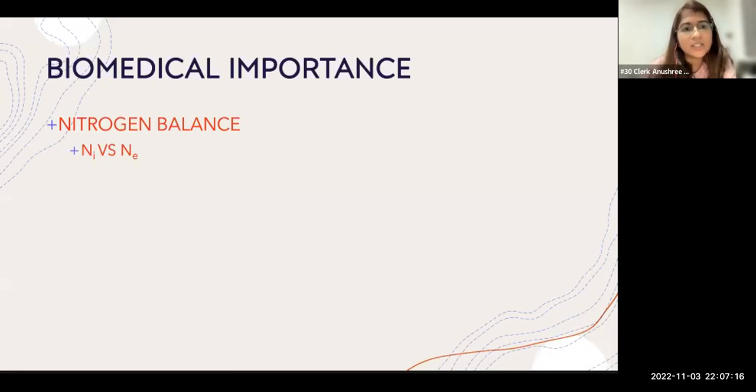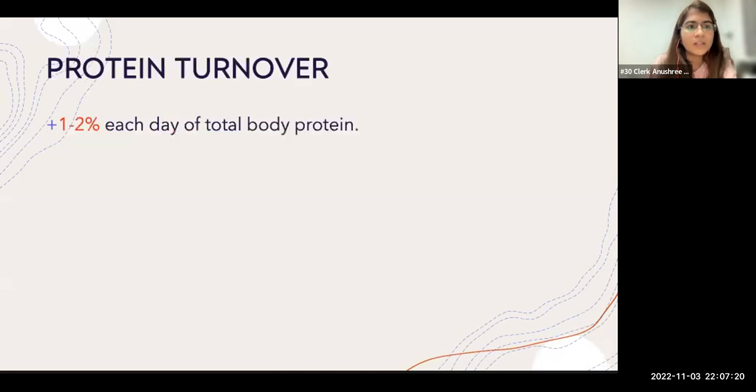Okay, moving on to the next one. Protein turnover is nothing but the amount degraded and regenerated. Just remember that it's 1 to 2% each day of the whole total body protein. Again, I'm just highlighting the main points. I won't be telling you everything in the book.